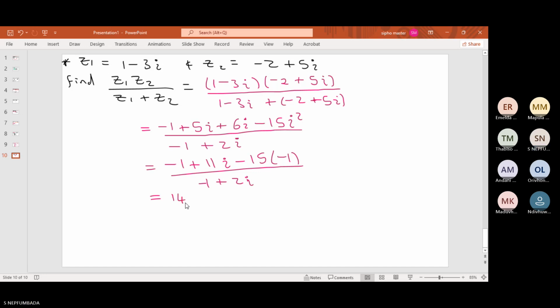14 plus 11i divided by what? By minus 1 plus 2i. But you are not done because you must be left with something like z equals a plus ib. Are we good?